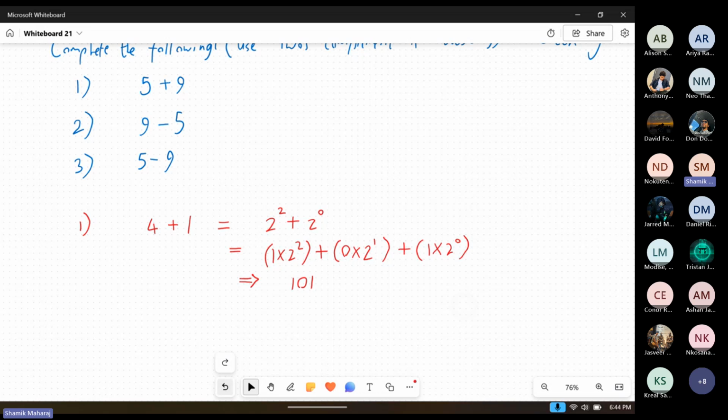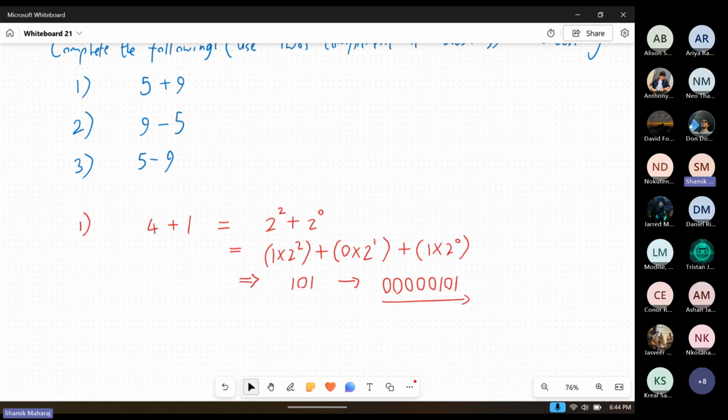But we want it, of course, using 8 bits as always. So I'll write it as 1, 0, 1. That's 3 bits. 4, 5, 6, 7, 8. So that is the answer we want. That is 5 in binary.